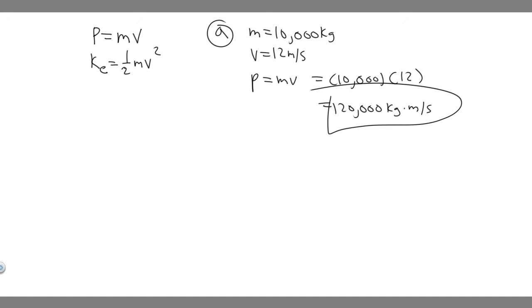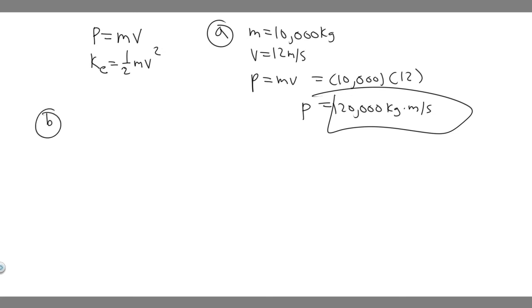If your teacher wants you to use scientific notation, it would be 12 times 10 to the 4. But whatever your teacher wants, just make sure you follow that. Essentially it's just 120,000. That's the momentum, the answer to part A. So now let's move on to B.